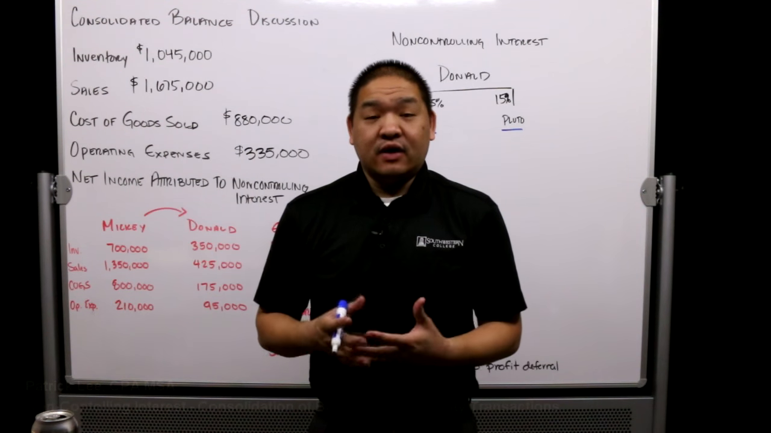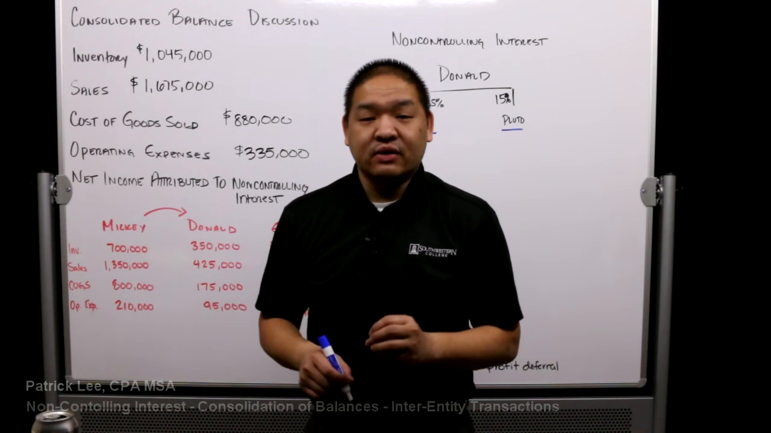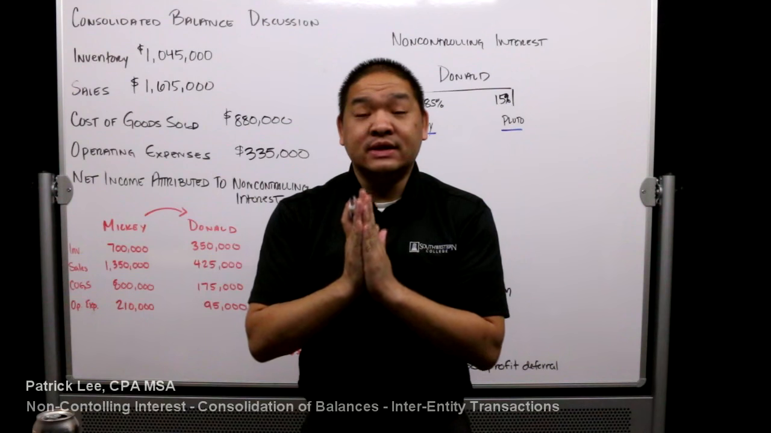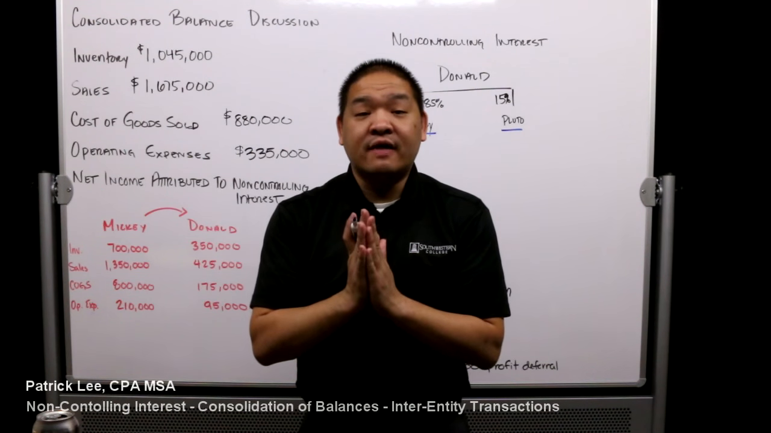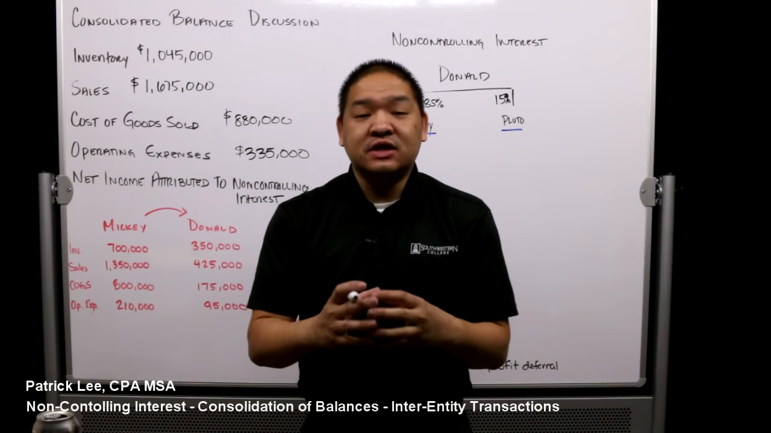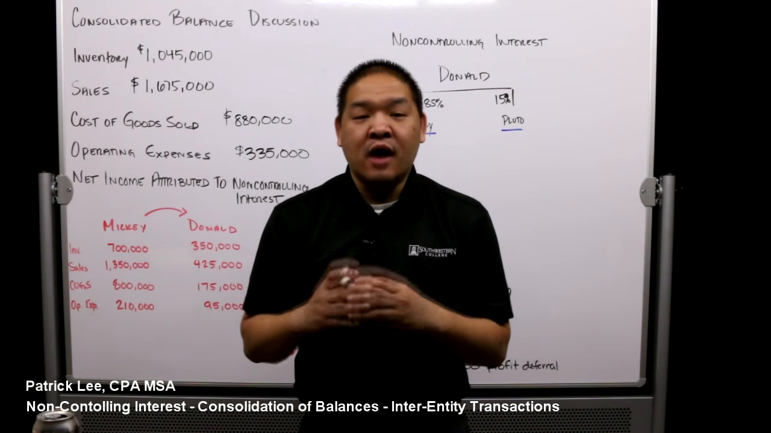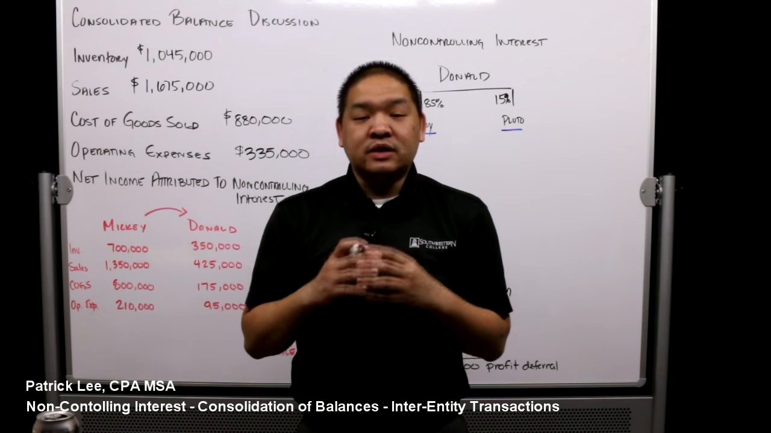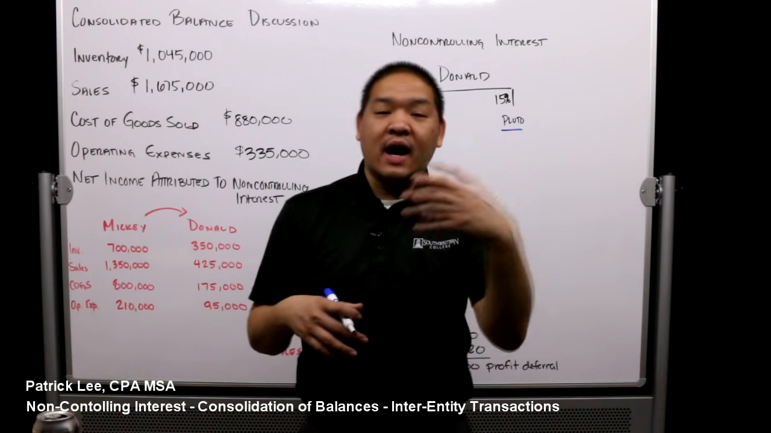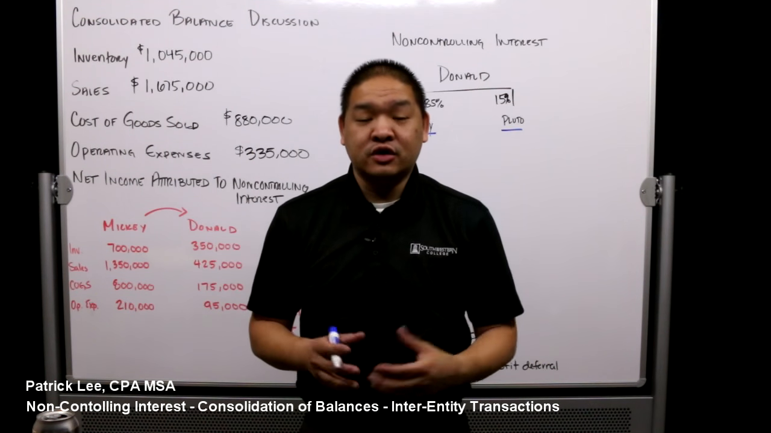All right, in this video, we're going to continue our discussion on inter-entity transactions. In particular, we're talking about consolidation of inter-entity transactions and how we deal with consolidations when we do have inter-entity transactions. Now, we're specifically talking about non-controlling interest. When we talk about non-controlling interest, we're talking about a situation in which I, as the parent, decide to buy a subsidiary, but I can't acquire 100% of ownership.